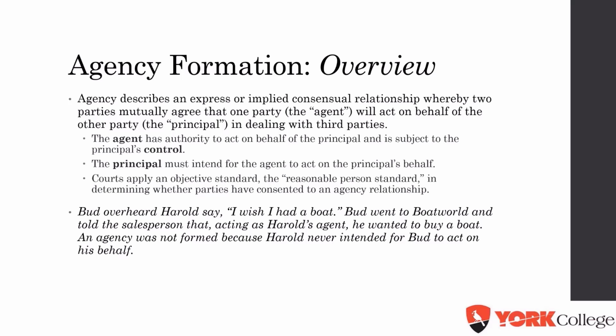So here's an example. Bud overheard Harold say, "I wish I had a boat." Bud went to Boat World and told the salesperson that, acting as Harold's agent, he wanted to buy a boat. An agency was not formed because Harold never intended for Bud to act on his behalf. Pretty straightforward and self-explanatory: an agency relationship could have been formed in this situation only if Harold had intended it, not simply because Harold said, "I wish I had a boat," not even directly to Bud, but just saying it in general and Bud overhearing it.